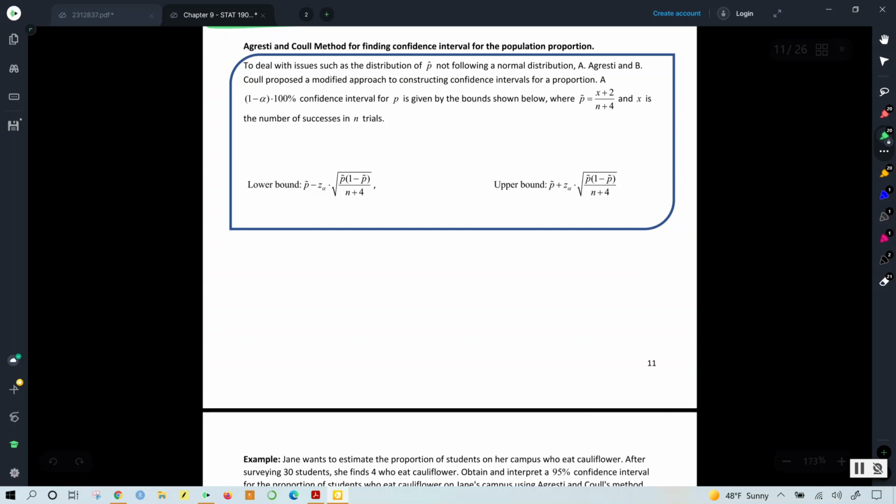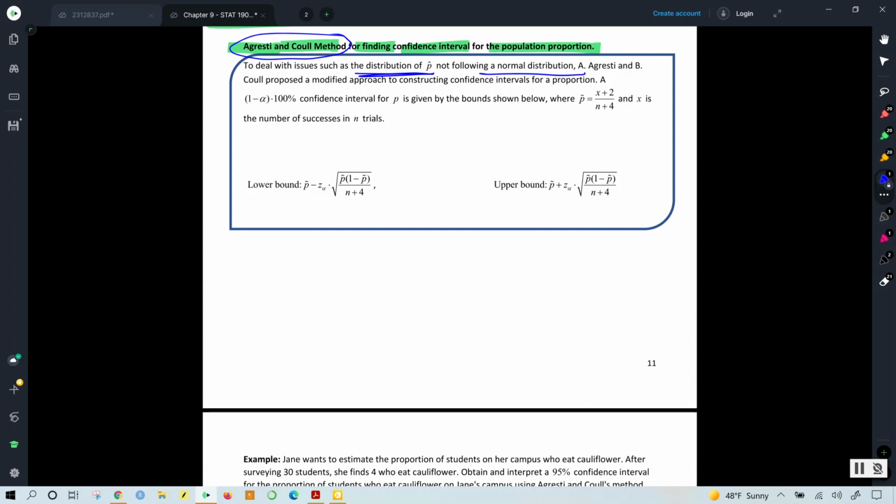In this video, we move on to the Agresti and Coull method for finding confidence intervals for the population proportion when it is unknown. You see, here is where the Agresti and Coull method is the winner. It is when we observe that the distribution of the sample proportion does not follow the normal distribution.